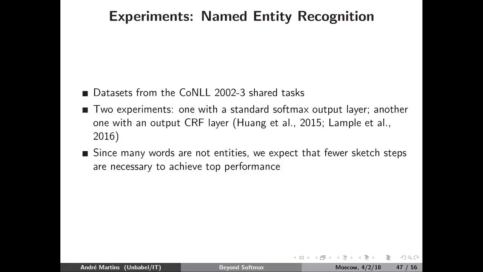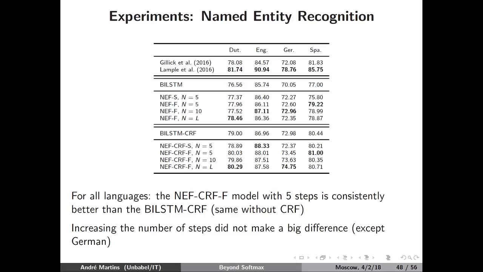So in this case, okay, I guess I didn't talk about the approach in the first line. So the other lines are showing what we get with 5 sketch steps, with 10 sketch steps, and with as many sketch steps as the number of words in the sentence. And we can see that for many cases you can actually get away with 5 steps and it still works. Sometimes it gives you the best performance. And all these models outperform the BiLSTM CRF tagger. So it seems that we are really gaining by using this easy first approach here.